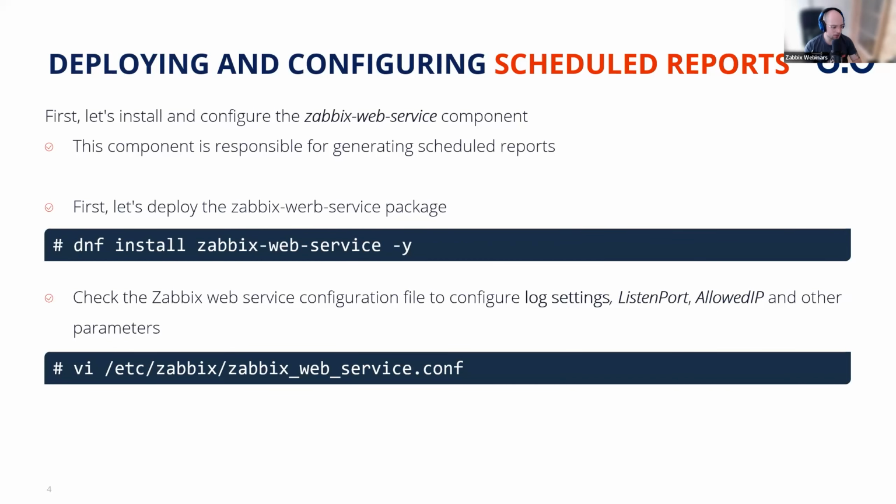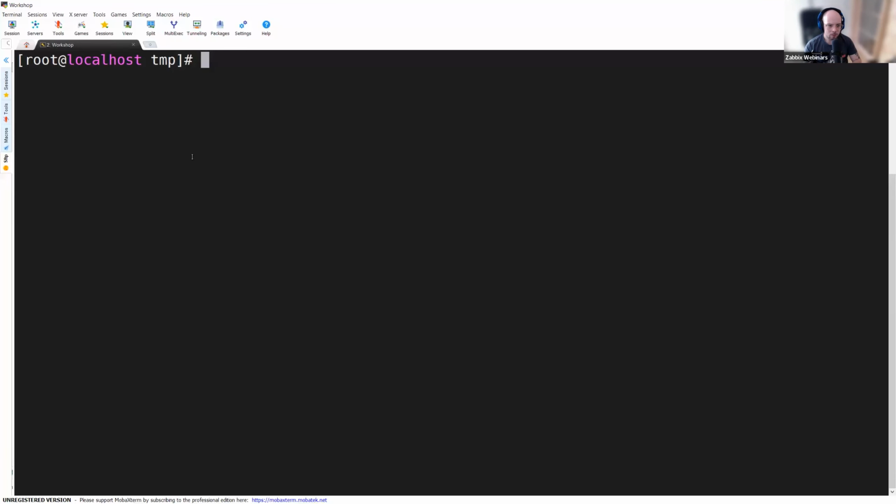So first things first, this is my workshop machine. I already have a Zabbix server and Zabbix frontend on it. I think I also have the Zabbix agent running on it, all right? So all I need to do at this point is DNF install zabbix-web-service. Yes, make sure that you have the Zabbix repository added.